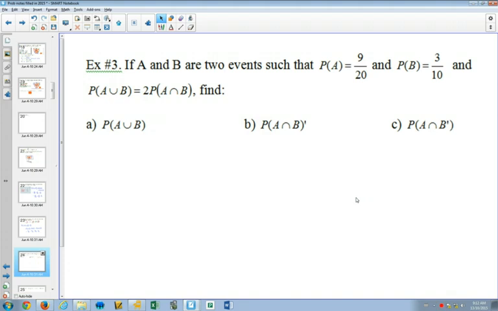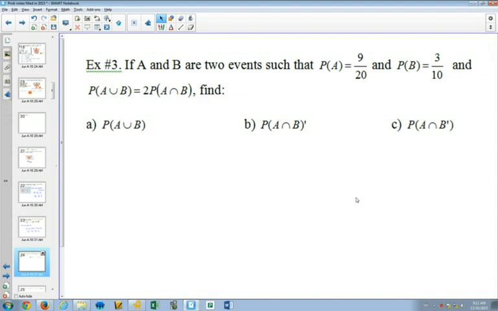We know one of the events' probability is 9 out of 20. The other event's probability is 3 out of 10. And it just so happens that the probability of A or B is equal to twice the probability of A and B, but we don't know what either of those numbers are equal to. So given that, what could we do?